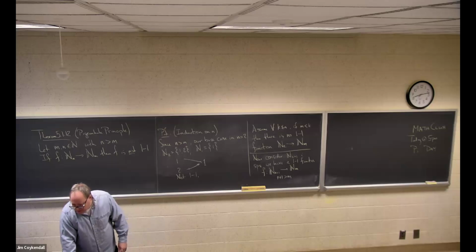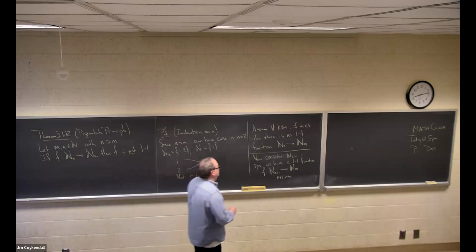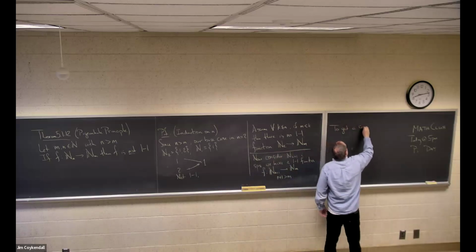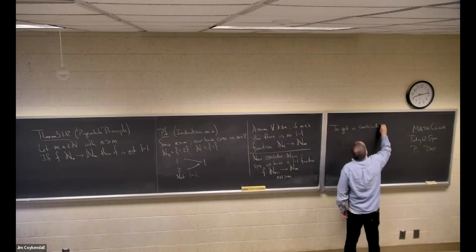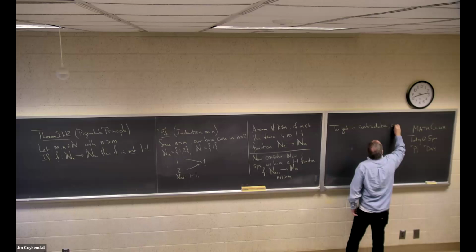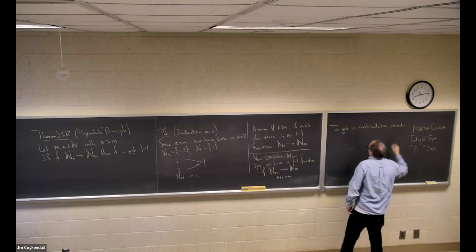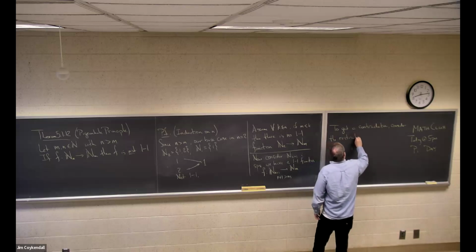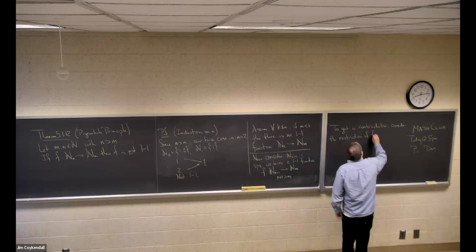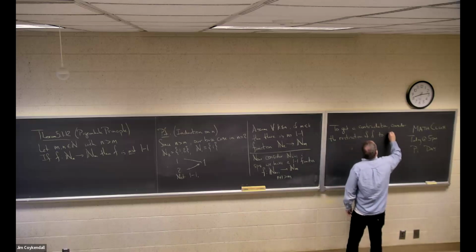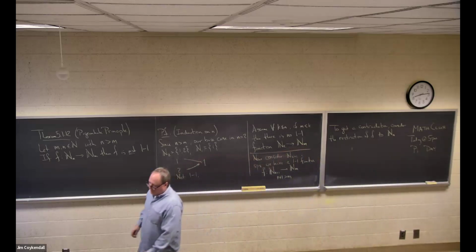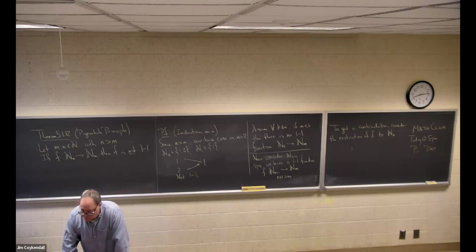Well, to get a contradiction, let's consider the restriction of this function f to N sub n. So we're going to just consider the function with the domain now, not the first n plus one numbers.